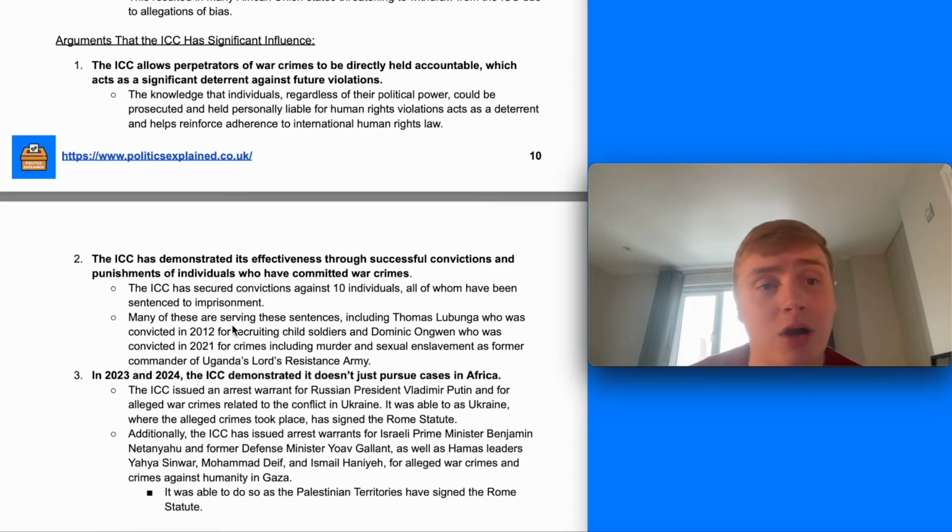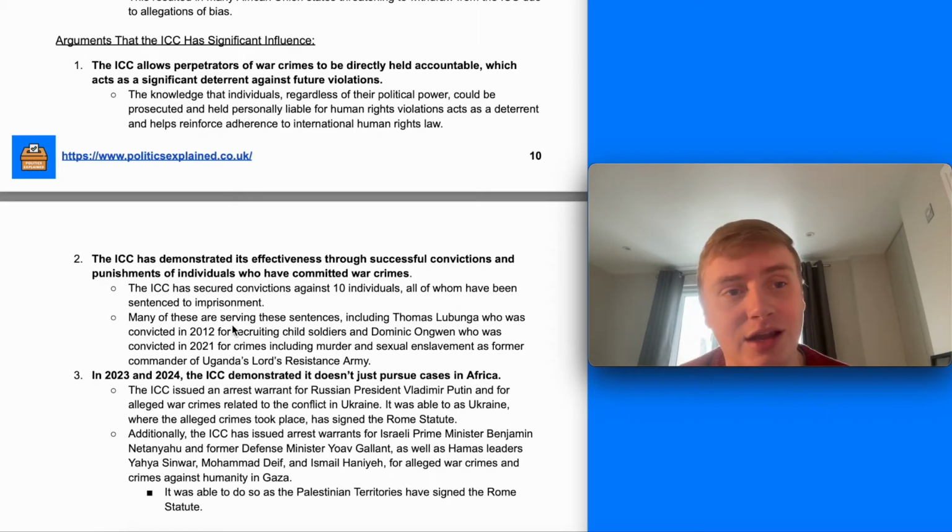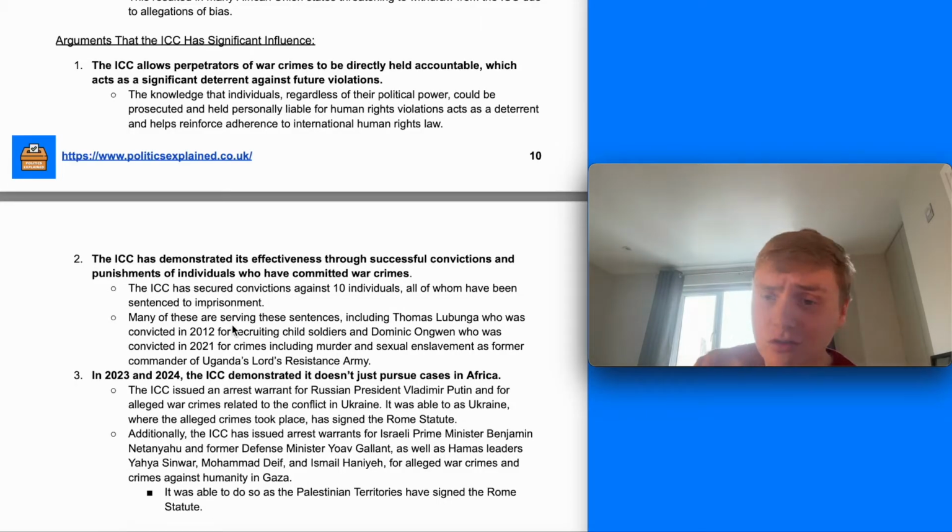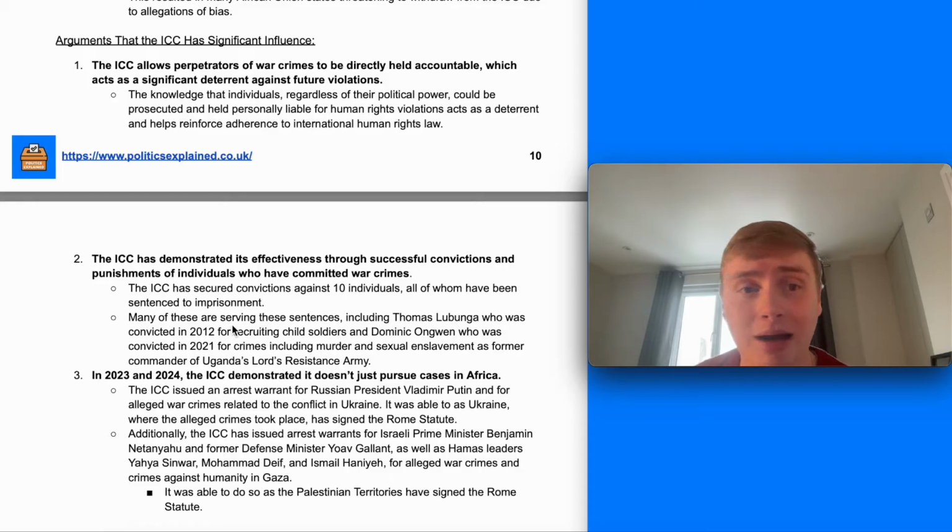On the other hand, you have some arguments that the ICC does have significant influence and is effective. That's firstly that the ICC allows perpetrators of war crimes to be directly held accountable, which acts as a significant deterrent against future violations. So the knowledge that violators, regardless of their political power, could be prosecuted and personally held liable for human rights violations, can act as a deterrent and help reinforce adherence to international human rights law.